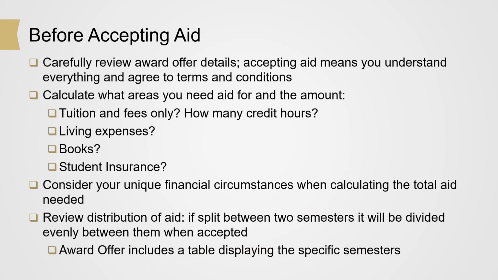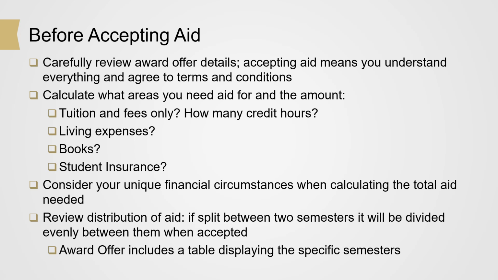Let's look deeply at what you should do before accepting aid. Make sure that you carefully review the award offer details. Accepting aid means that you understand everything about that aid and you agreed to the terms and conditions. Calculate what areas you need aid for and what that amount will look like. Do you just need tuition and fees? How many credit hours are you planning on taking? Do you need living expenses covered? Do you need your books covered? Are you keeping the CU Anschutz student insurance plan, or do you plan to waive out with a comparable plan?